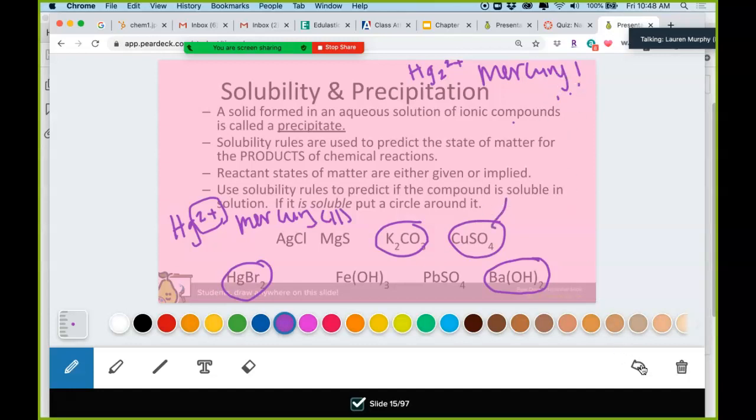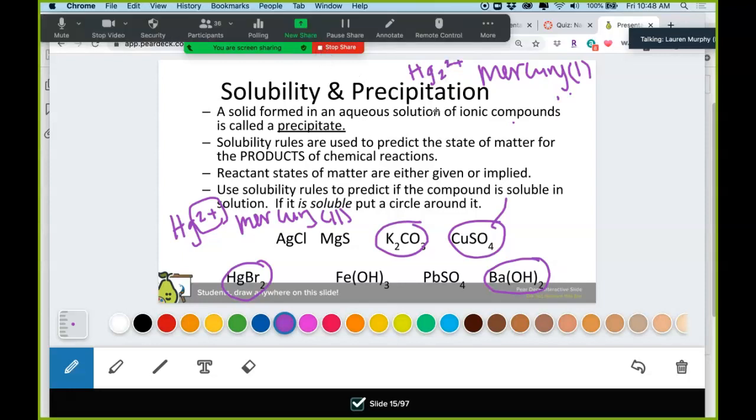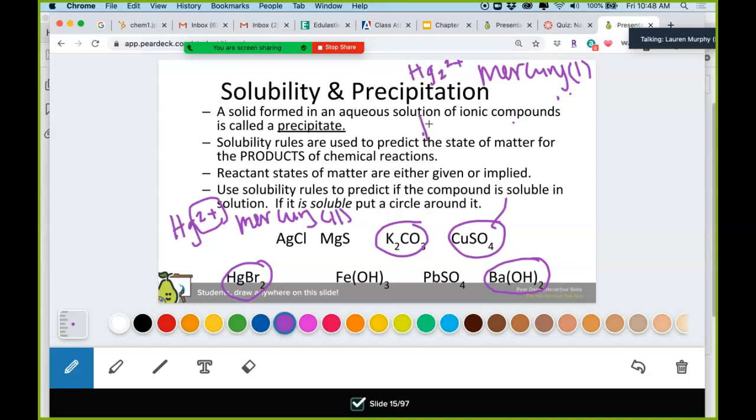Okay, Mercury 1. And so then you go, well, why is this Mercury 1 if there's twos everywhere? Well, look at it. It's saying that there are two mercury atoms, so a mercury and a mercury hooked up together, and the total charge is +2. Well, that means each of them are +1 to get the total to be +2. That is why they call it Mercury 1. It's two Mercury 1s combining to make a total charge of +2.